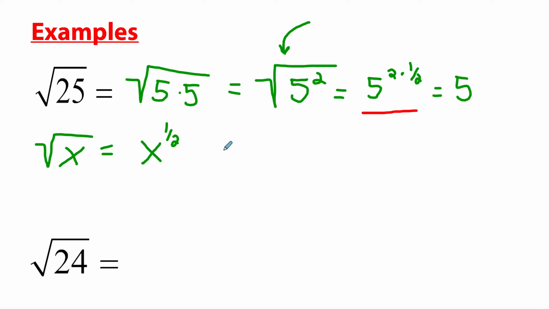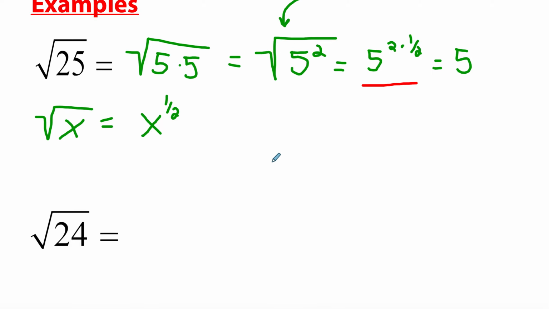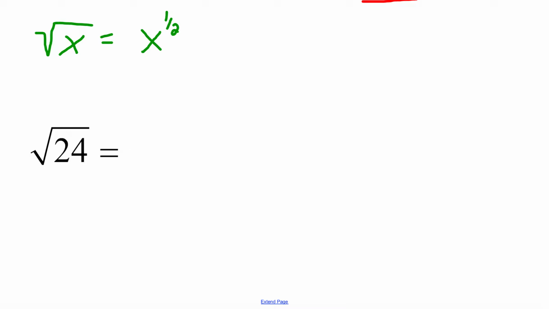So let's go down to this example, and maybe you will see some more of what I'm talking about. So let's rewrite 24. And I'm going to rewrite 24 as 6 times 4. Why 6 times 4? Well, I know the factors of 6 are 3 and 2, and I know the factors of 4 are 2 and 2. 4 is a perfect square, and so I could rewrite this like this.